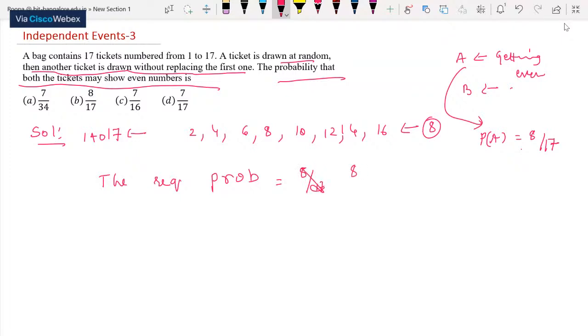Or if you want to write, 8C1 divided by 17C1. And then while doing the second selection, we are not going to replace the first one. For the second ticket also even, it is 7C1 divided by 16C1. You simplify and then calculate. Finally, we get the answer 7/34. This is a way to solve the problem.